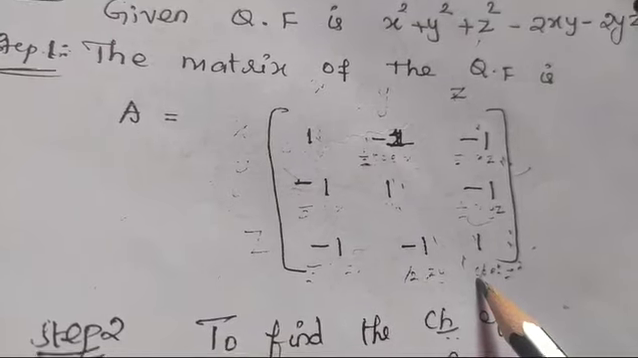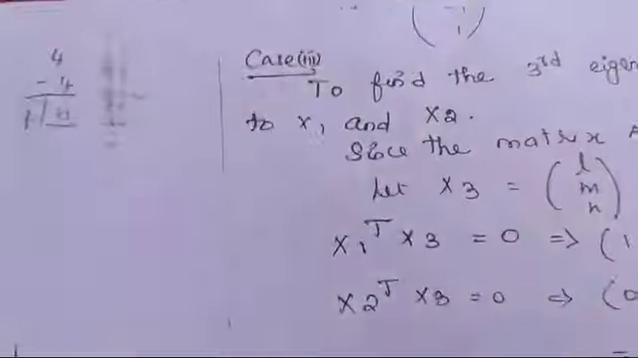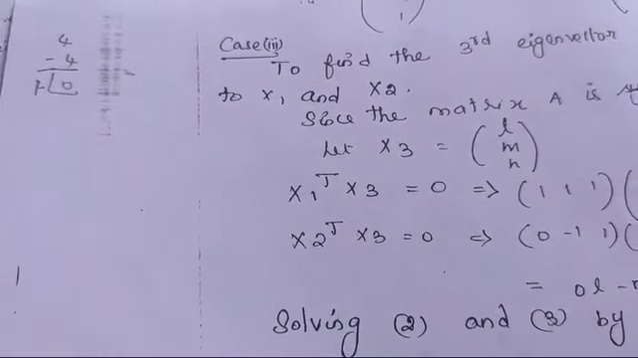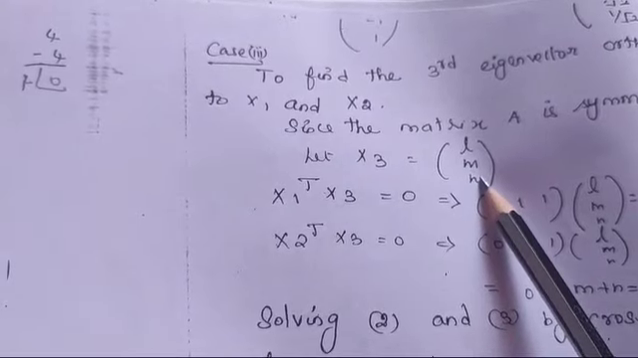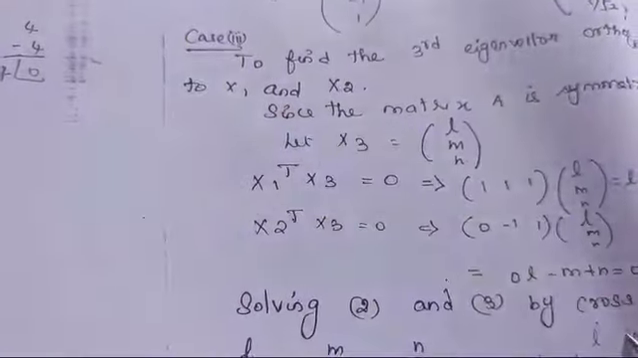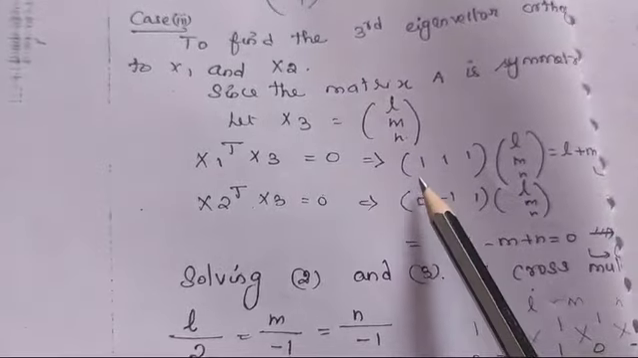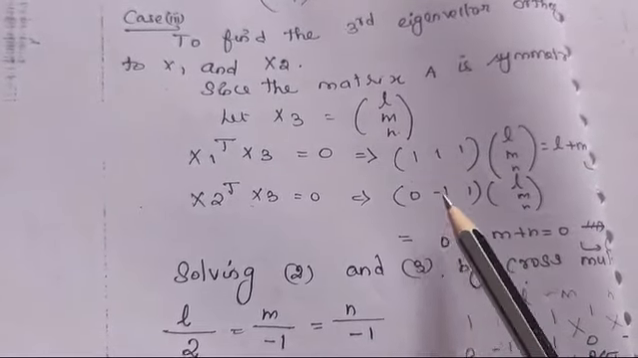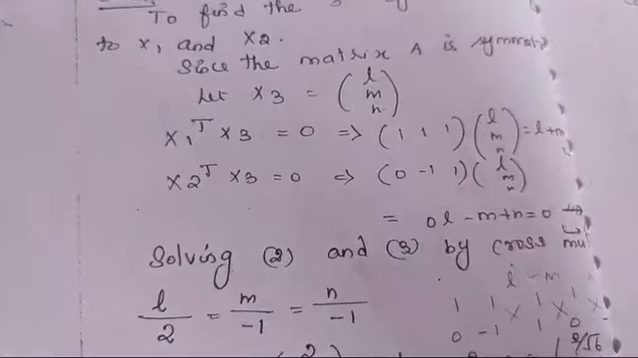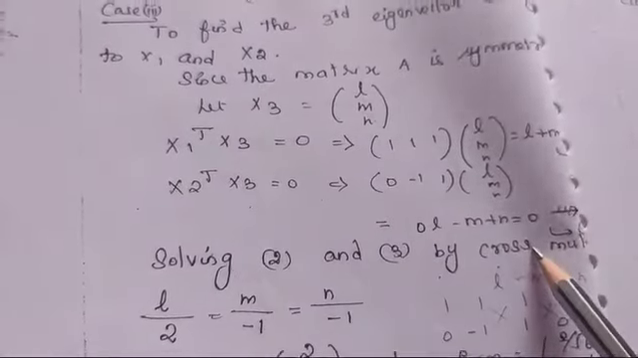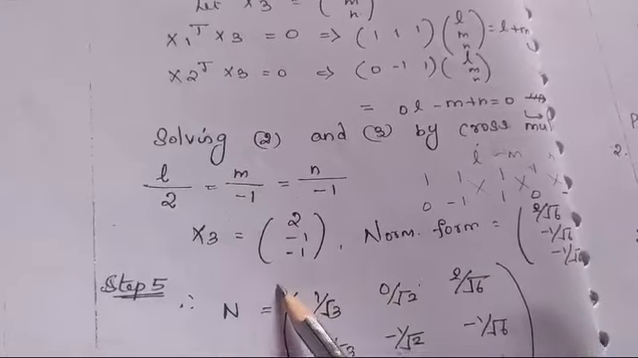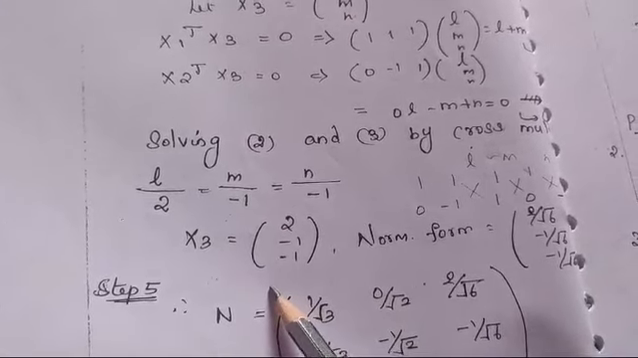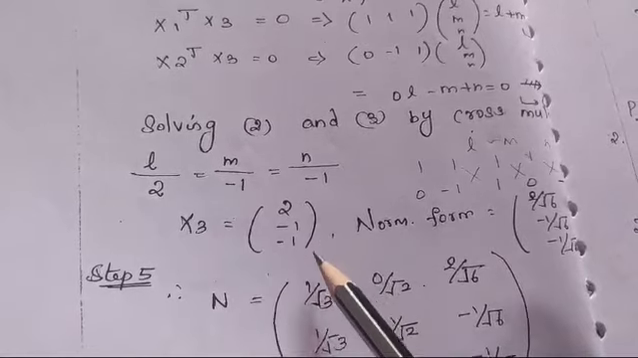Next, this matrix is a symmetric matrix with repeated eigenvalues. Therefore we use the LMN method for case 3. In this case 3, the x3 value is L, M, N. The third eigenvector is found from the two eigenvectors x1 and x2. We have already found the x1 vector is 1, 1, 1 and the x2 vector is 0, minus 1, 1. Multiply these equations, we find the new equation and solve it by the method of cross multiplication. From this, we find the third eigenvector x3 is 2, minus 1, minus 1.